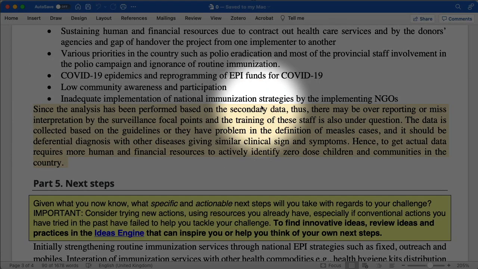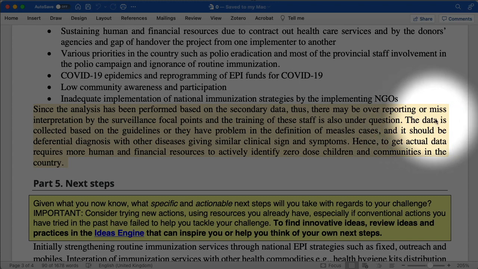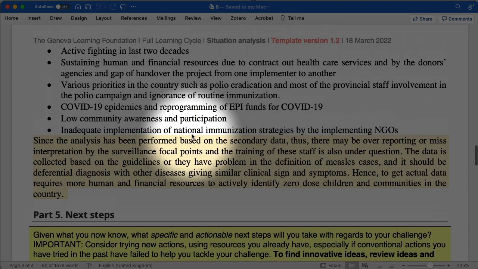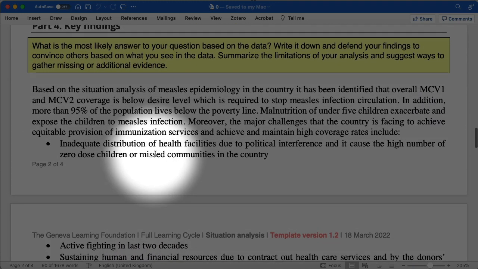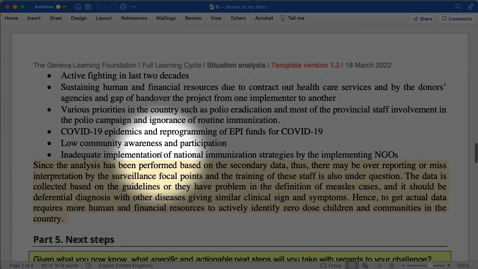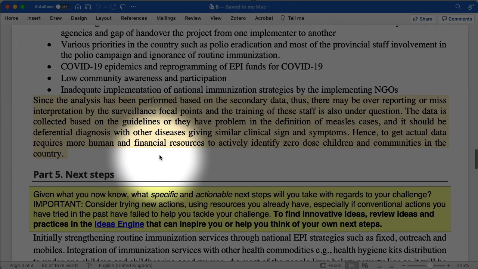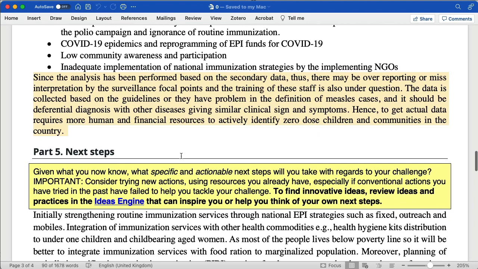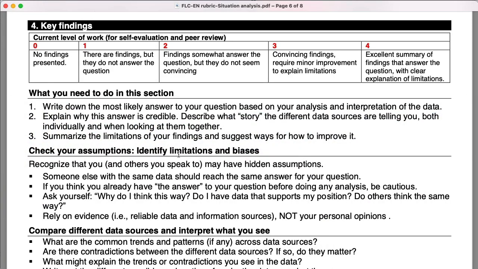Now, the analysis has been performed on the secondary data, so it's not clear to me: is it only surveillance data? Where do these other arguments come from? And in this inventory of many different factors, what I'm missing is prioritization. So let me go look at what's in the key findings here.